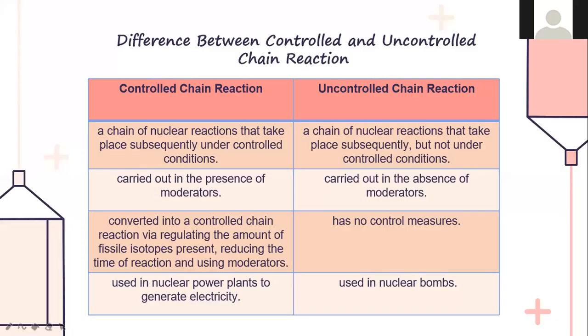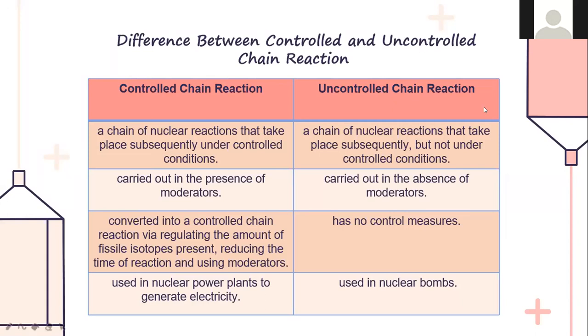So what is the difference between controlled and uncontrolled chain reaction? A controlled chain reaction is a chain of nuclear reactions that takes place subsequently under controlled conditions, while an uncontrolled chain reaction is a chain of nuclear reactions that takes place subsequently, but not under controlled conditions. A controlled chain reaction is carried out in the presence of moderators, but an uncontrolled chain reaction is carried out in the absence of moderators.